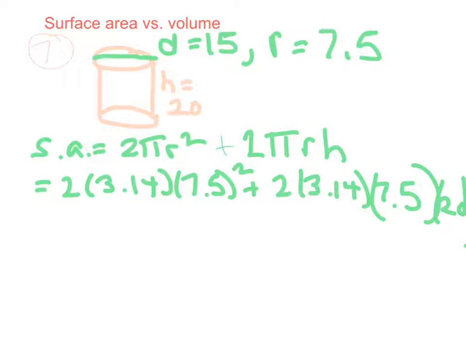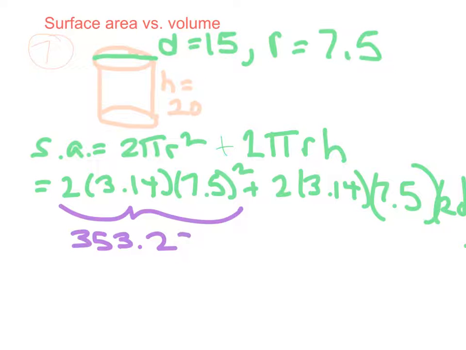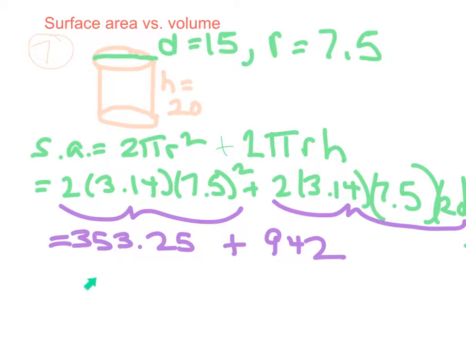Okay, and let's go ahead and calculate the area of the 2 circular bases first. So when I multiply all this stuff together, I get 353.25, plus, when I multiply all these factors together, I get 942. So when I add the surface area of the circles plus the surface area of the rectangle, we have a total of 1,295 square centimeters. That's our final answer.